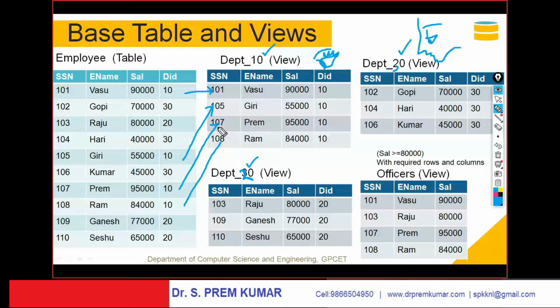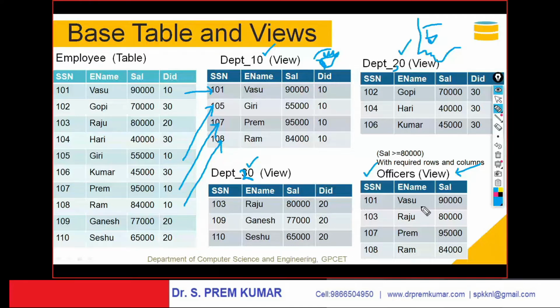Example, you observe here. I want to see only the details of officers. Whenever I switch on my computer, I'm interested to see only the details of officers. Who are officers? Those whose salary is greater than 80,000 are called officers. I want to visualize the data of only officers.